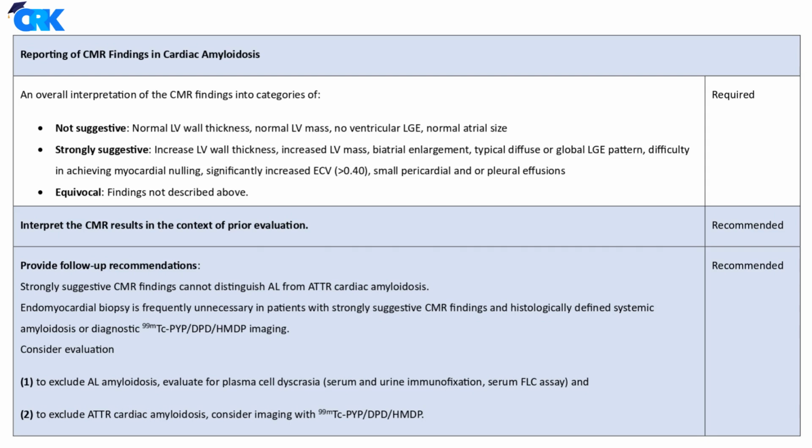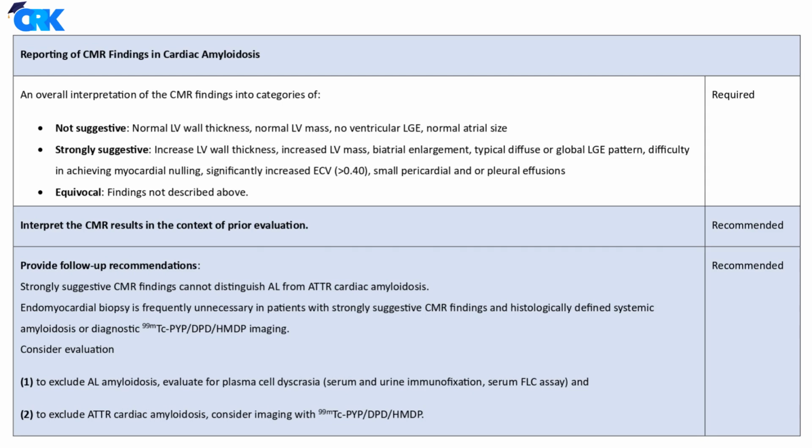To exclude ATTR amyloidosis, recommend nuclear imaging with one of the following radiotracers: 99mTc-PYP, 99mTc-DPD, or 99mTc-HMDP. Importantly, endomyocardial biopsy is often not needed when you have strongly suggestive CMR findings, a histologically confirmed systemic amyloidosis, or a diagnostic nuclear scan result. So always tailor your recommendations based on the entire clinical picture.